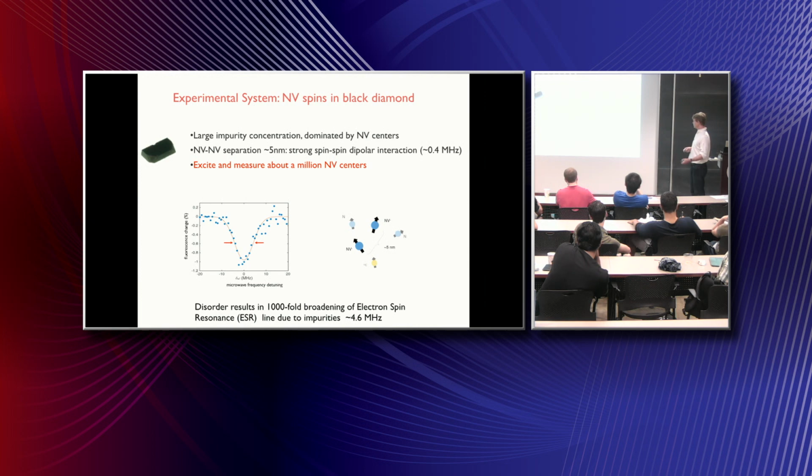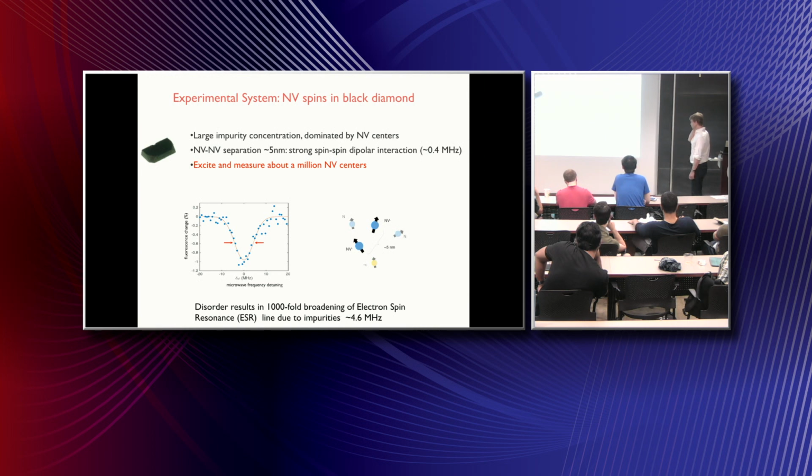And such a sample features a lot of disorder. On one hand, the position of these NV centers will be random, but then also there will be other impurities, like nuclear spins, nitrogen impurities, which all will project some kind of random magnetic field at the point of each NV center.